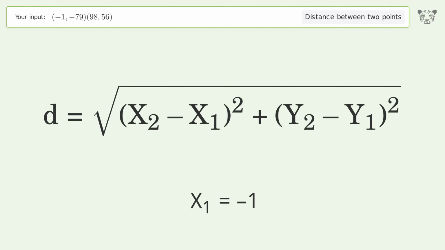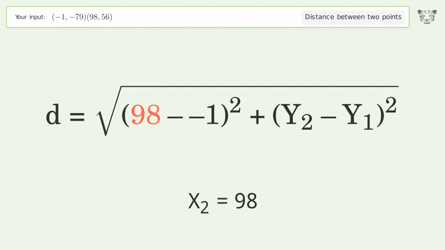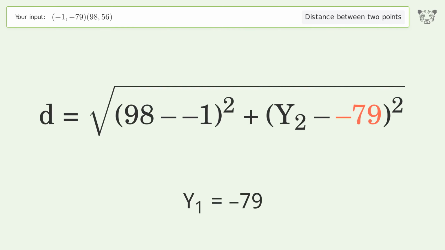x1 equals -1. x2 equals 98. y1 equals -79. y2 equals 56.